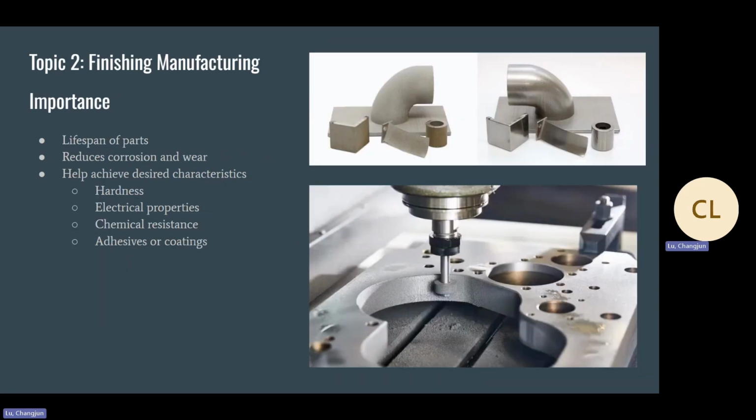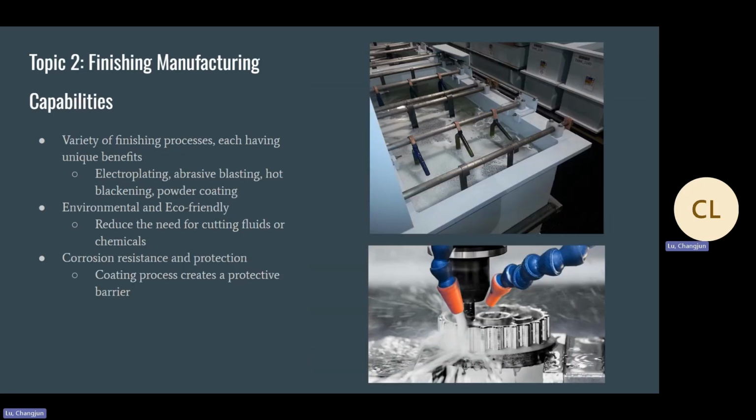As for its importance, without the finishing process, the lifespan of parts and products can be reduced due to corrosion and wear, which can then lead to a diminishment of their functions. Finishing can also help achieve a range of desired characteristics in a product or part, such as hardness, electrical properties, chemical properties, and the bonding of adhesives and coatings. For its capabilities, there are various types of finishing processes, each offering unique benefits mentioned previously. These finishing processes may include electroplating, abrasive blasting, hot blackening, and powder coating.